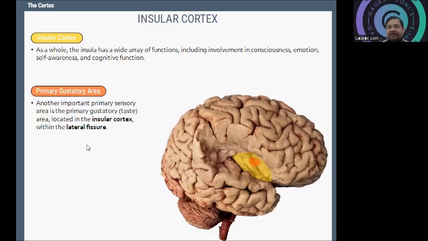Then there is the primary gustatory area. It is an important primary sensory area, located in the insular cortex itself, within the lateral fissure. The insular cortex also gives the primary gustatory area, the location where the maximum number of tastes is going to be identified.